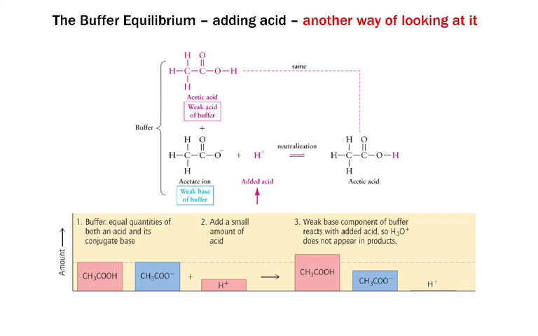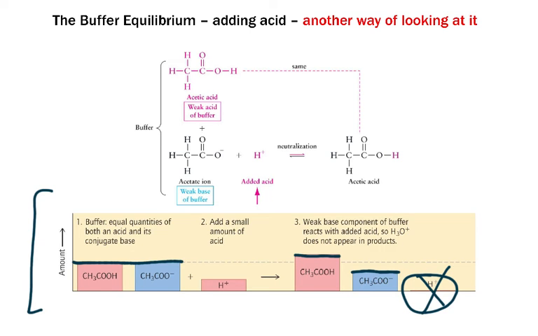Here's another way of looking at it. I kind of like this plot down here. So here's our initial buffer. We have equal quantities of the acid and the base. And then if we add a little bit of H+, that's going to combine with some of the acetate, and we'll end up with a little bit more HA and a little bit less A-, but it will basically consume all of the H+ that was added.